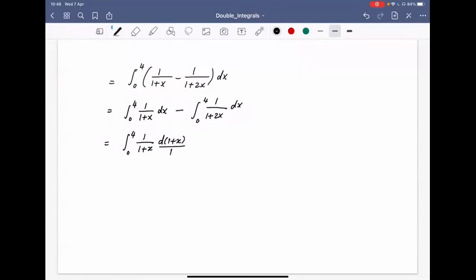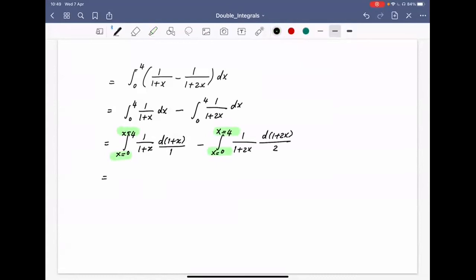right? And then over 1, because you change the dx to d(1 plus x), you have to divide by 1 because you differentiate 1 plus x with respect to x. Then minus 0 to 4, 1 over 1 plus 2x, d(1 plus 2x), and you need over 2 here. If you want to keep in mind, this is x equal to 4, x equal to 0. Here, just keep in mind that 0 and 4 are for x.